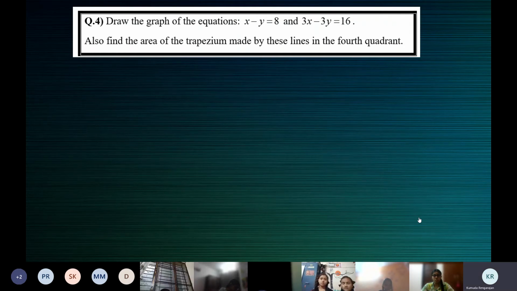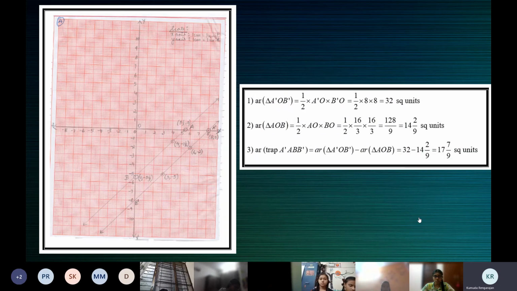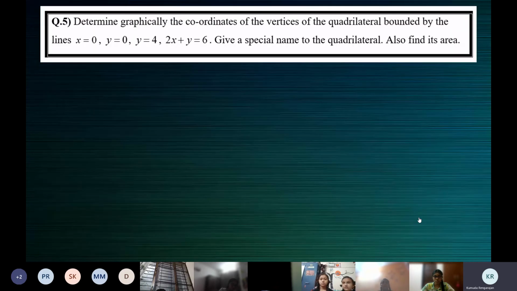This graph will be time consuming, so I'll not allow you to take a screenshot of this one. Try the fourth one later, children. Do the fifth one. Don't try the fourth one first, okay? That might take some time.